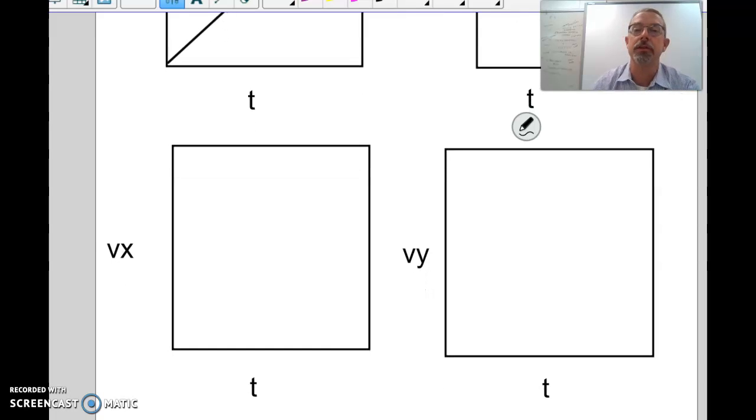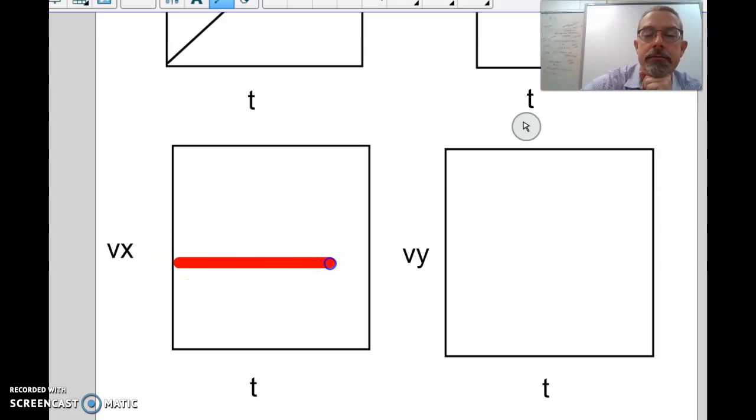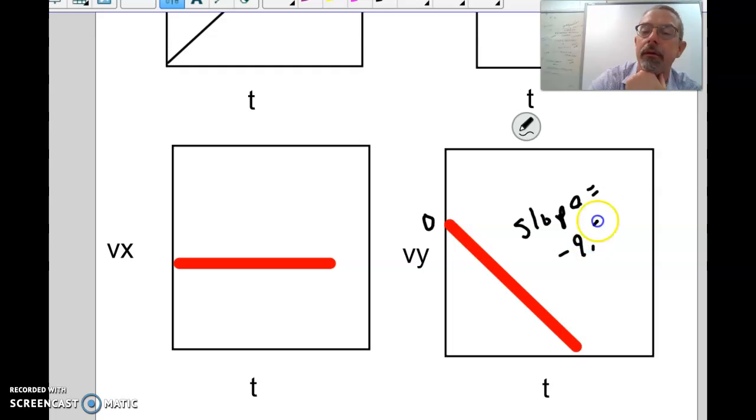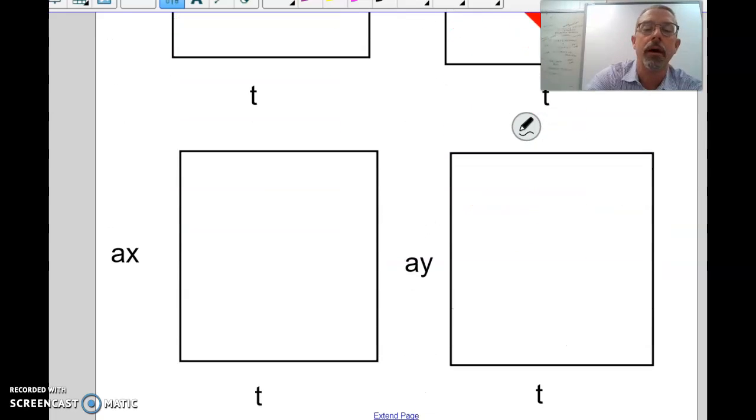My velocity in the x direction, as we indicated, is going to be a constant, whereas my velocity in the y direction is going to have a consistent slope that's going to be a negative 9.8. Let me just write that as 0. My slope here would be a negative 9.8 meters per second squared. And our acceleration for the x would be 0 the whole time. I'm not accelerating in the x direction. My acceleration in the y would be a constant negative 9.8.